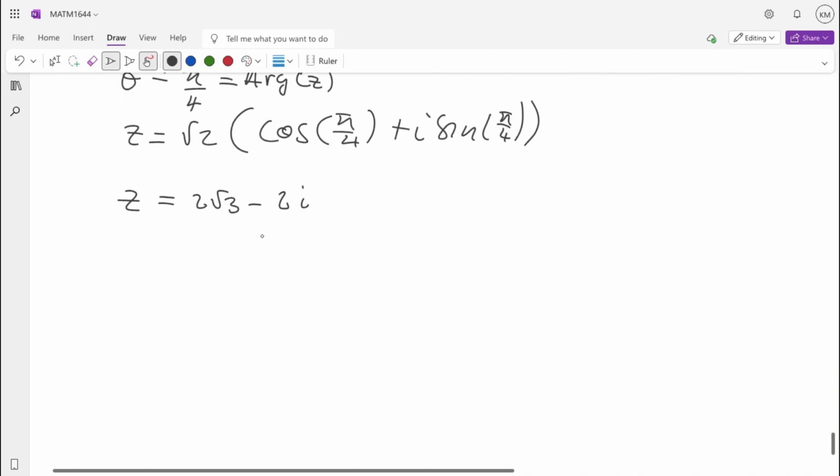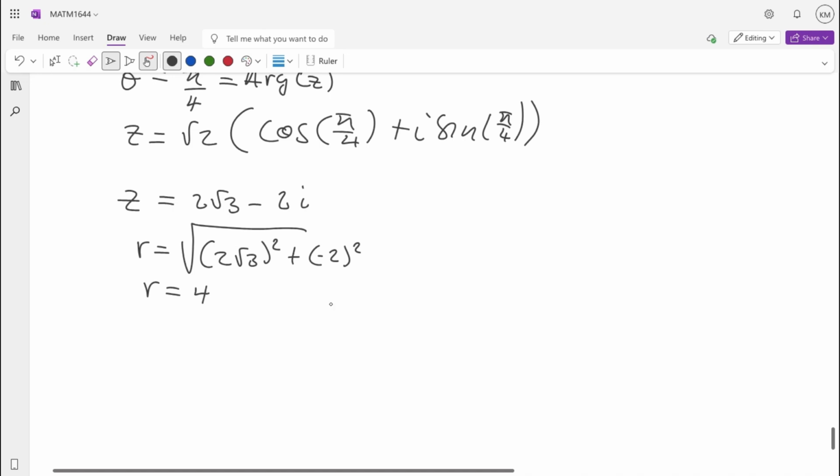Notice that our modulus will be the square root of (2 root 3) squared plus (minus 2) squared. So r is basically going to be 2 squared, that is 4, then 4 times root 3 squared is 3, so 4 times 3 is 12, plus 4, that will be 16. Root of 16 is 4, so we get our r as 4.